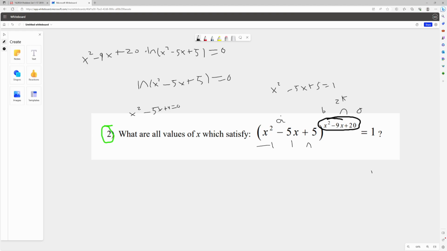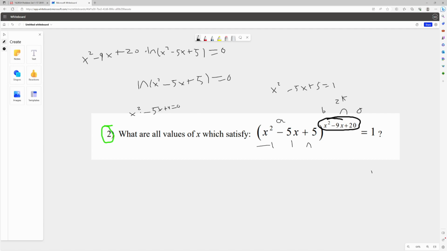So, to make this easy, I just took the natural log of both sides. So, the natural log of x squared minus 5x plus 5 to the power of x squared minus 9x plus 20 is x squared minus 9x plus 20 times the natural log of x squared minus 5x plus 5. The natural log of 1 is 0. So one of the cases in which this equation would be equal to 1 is the case where x squared minus 5x plus 5 equals 1, because in that case, the natural log of x squared minus 5x plus 5 would equal 0.